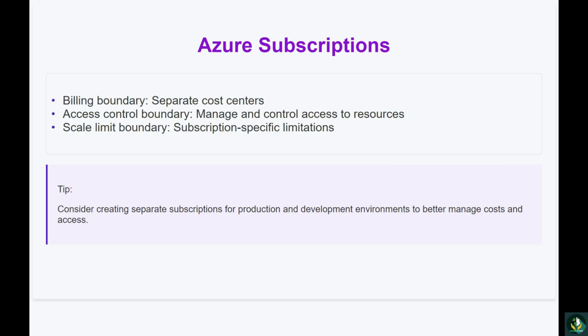Azure places certain restrictions on resource allocation at the subscription level. While these limits are typically quite high, they're important to consider when planning large-scale deployments or high-resource applications. A key strategy to consider is creating separate subscriptions for your production and development environments.